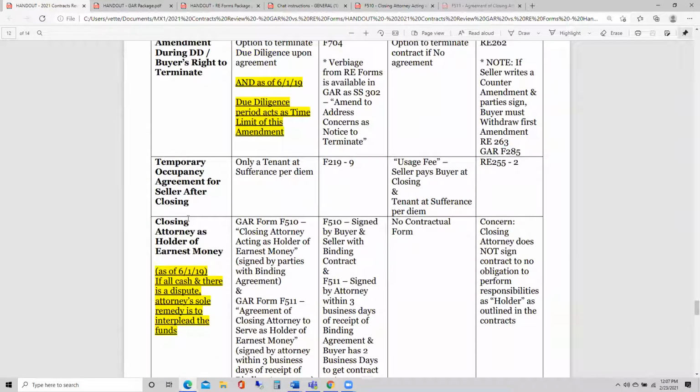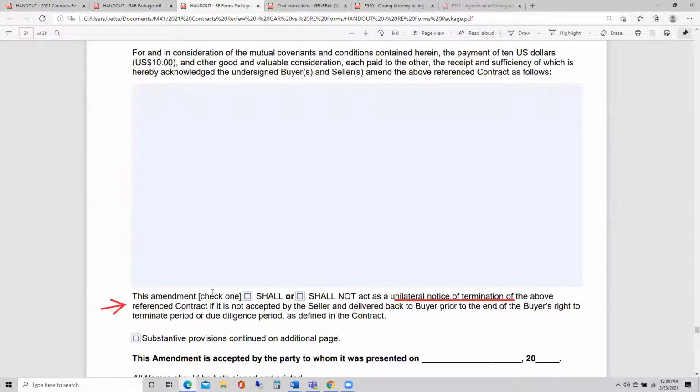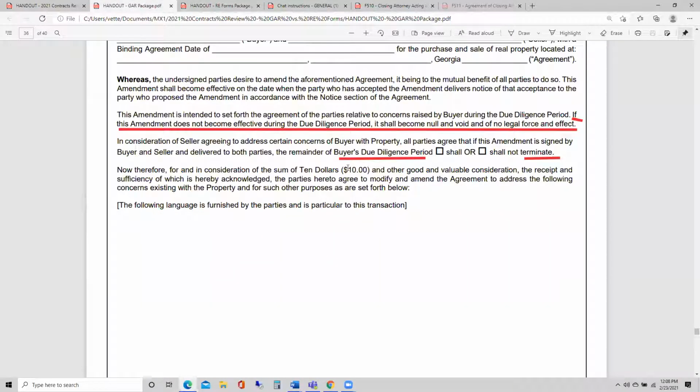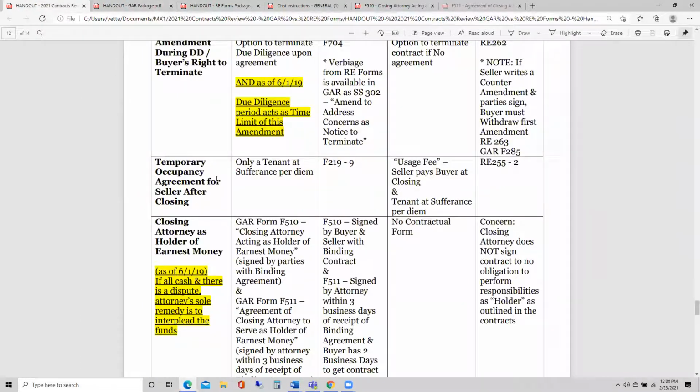Temporary occupancy agreement for the seller after closing. Oh, also I have on here this verbiage where it says this amendment shall or shall not act as unilateral notice of termination if not accepted by the seller and delivered back to the buyer prior to the end of the due diligence period. GAR liked that so much, they have a special stipulation. It's special stipulation number 302 called Amendment to Address Concerns as Notice to Terminate. It's basically that exact verbiage that you can use in your GAR contract.